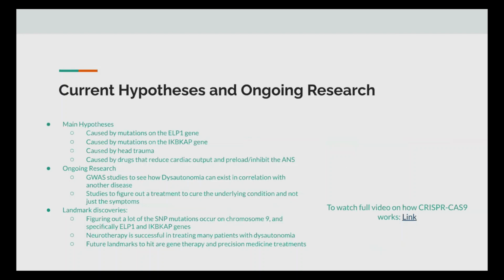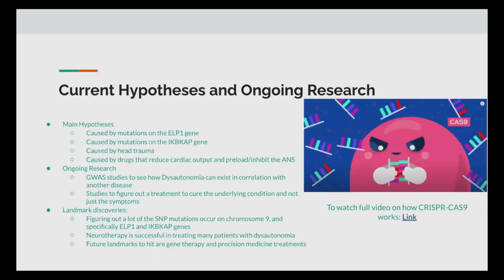Current hypotheses and ongoing research: the main hypotheses are that it's caused by mutations in the ELP1 gene and IKBKAP gene, caused by head trauma, and also by drugs that reduce cardiac output and preload that inhibit the ANS. All of these hypotheses have merit, and it's suggested that each of these does cause dysautonomia. Currently, the most important ongoing research is GWAS studies to see how dysautonomia can exist in correlation with another disease like diabetes or multiple sclerosis or Parkinson's. And there are studies to figure out a treatment to cure the underlying condition and not just the symptoms, which is what has to be done now.